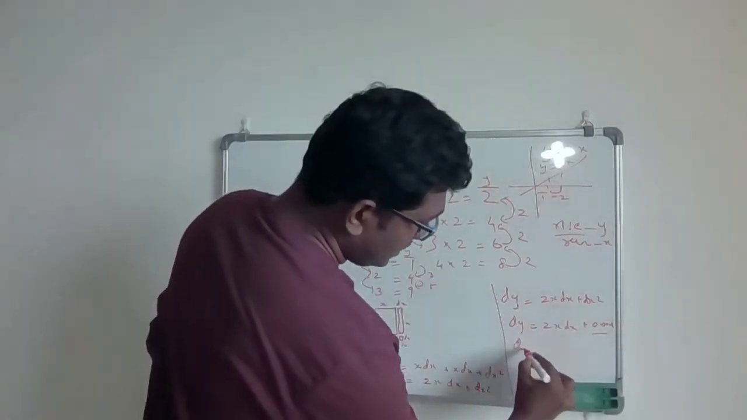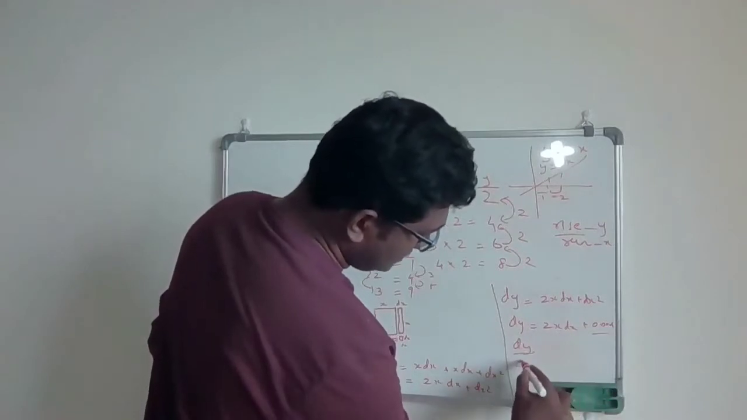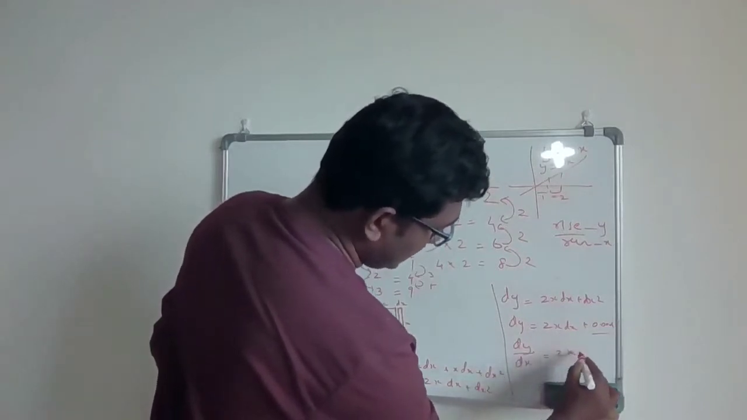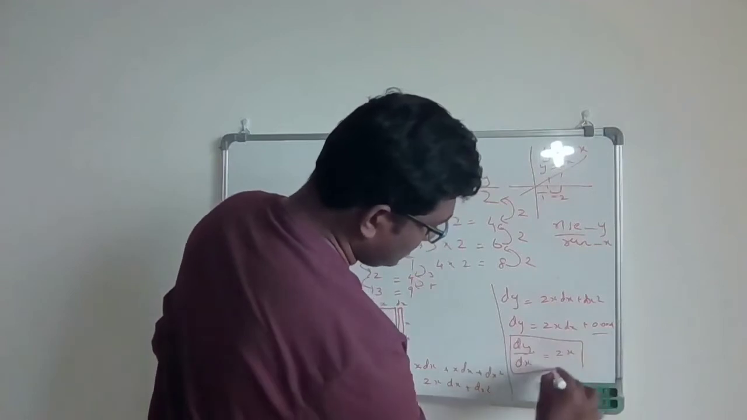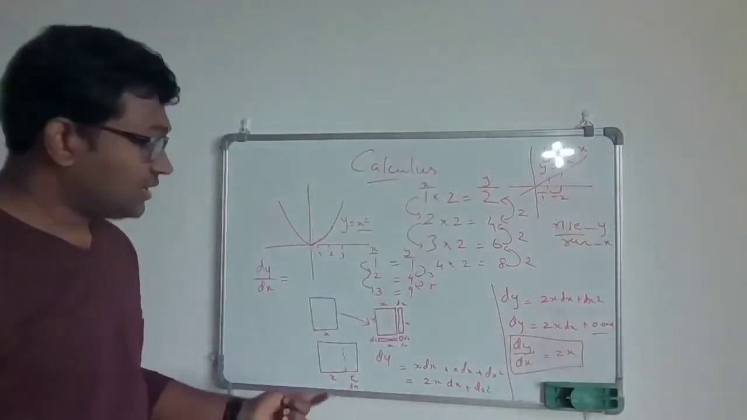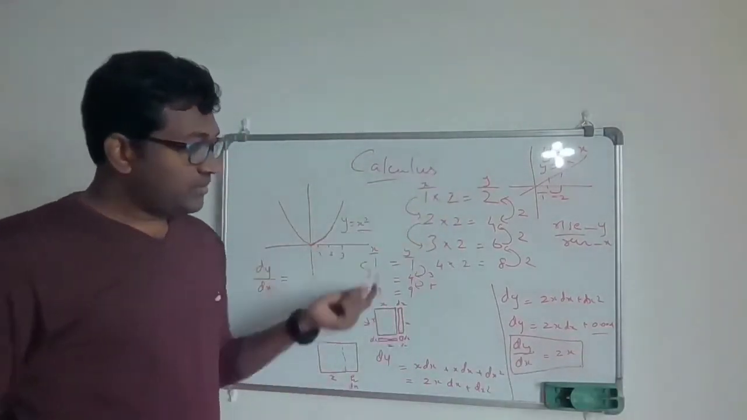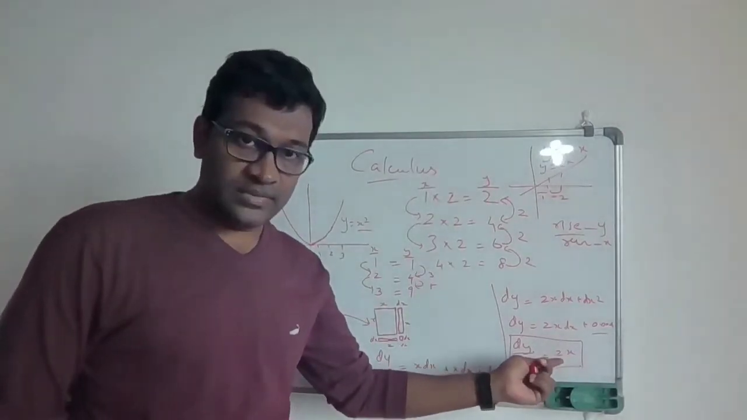Now if you bring this dx here, dy by dx is equal to 2x. So this is what we learn when we start learning calculus. What is the derivative of x squared? We learn it as 2x. Okay, how does it come from?